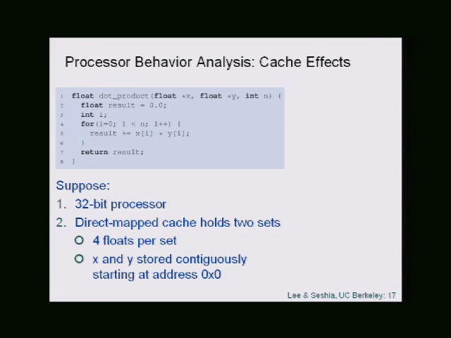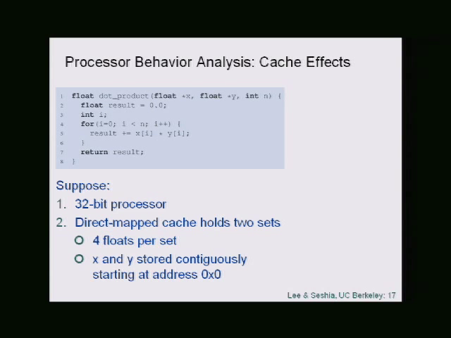And furthermore, the other assumption is that in memory, x and y are stored contiguously. So you first have x0, etc., to xn minus 1, and then you have y0 to yn minus 1. Okay. So x and y are stored contiguously, starting at address 0. Okay. So now let's think about what happens when n is equal to 2.